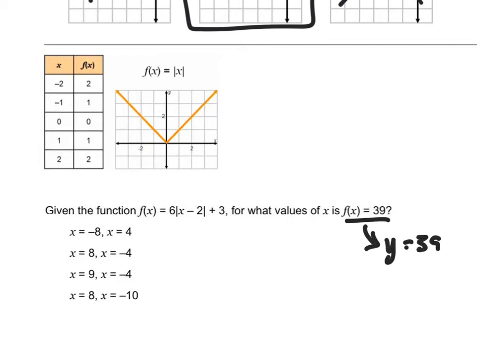There's a couple different ways to do this. Let's look at a graph. Let's go to Desmos, and I want you guys to graph this function here, f of x equals 6 times the absolute value of x minus 2, plus 3, and then I want you to graph f of x equals 39. I want you to graph both of those. I'm going to pause this and do that real quick.